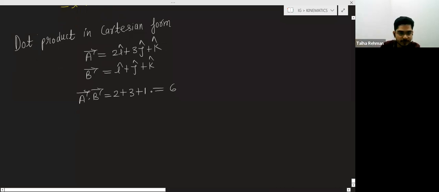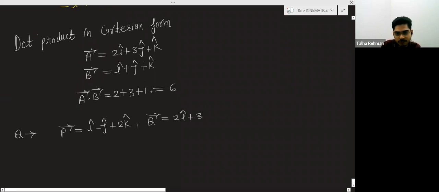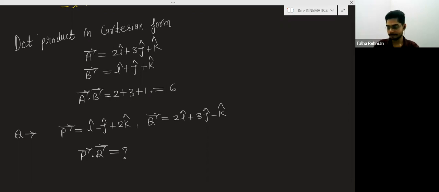So one question I am giving. Suppose P vector is i cap minus j cap plus 2k cap, and Q vector is given as 2i cap plus 3j cap minus k cap. You have to tell me the dot product of P vector and Q vector. Apply the simple concept that I have told you, find the value and tell me the answer. Try it by yourself.